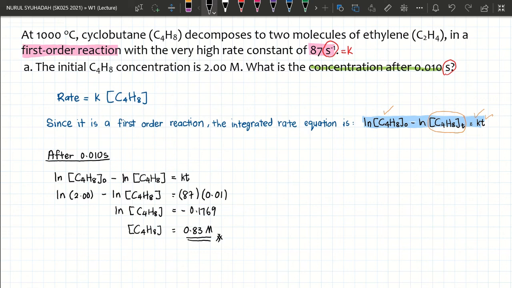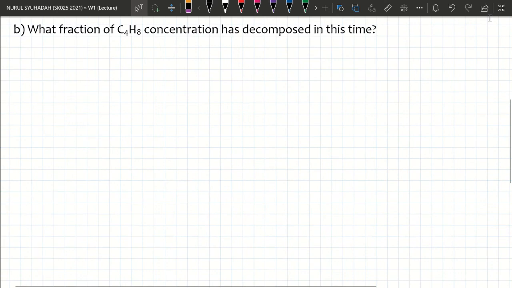So now let's look at part B. Question B: what fraction of cyclobutane concentration has decomposed in this time? So we want to know how much of cyclobutane has decomposed, has lost, has gone. The one that we calculated for part A is the one left at 0.01 second. So for us to know how much has decomposed, what you can do is we're going to minus the initial concentration with the one left.